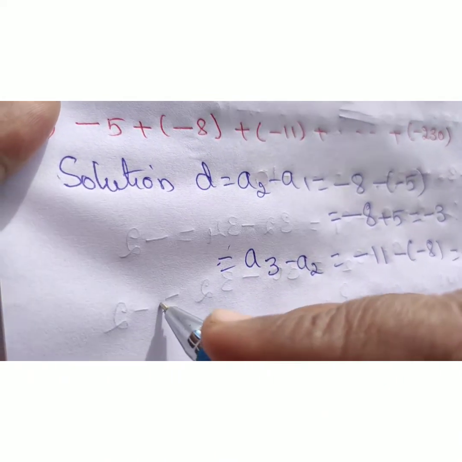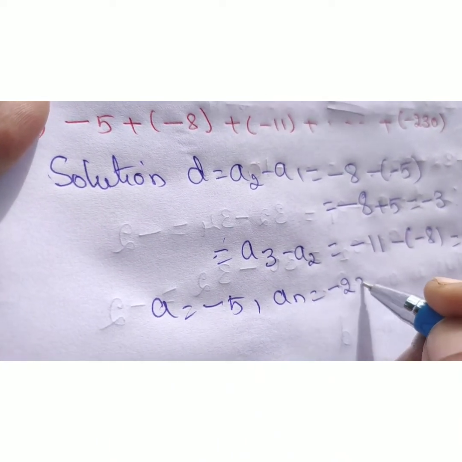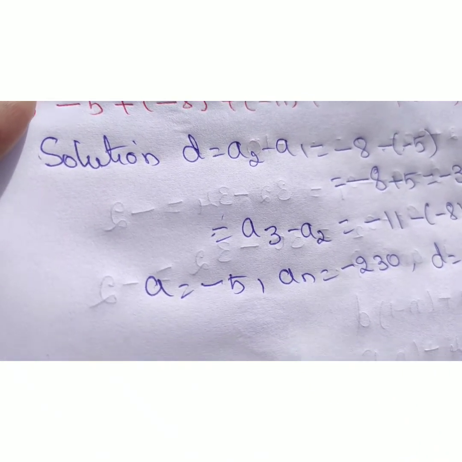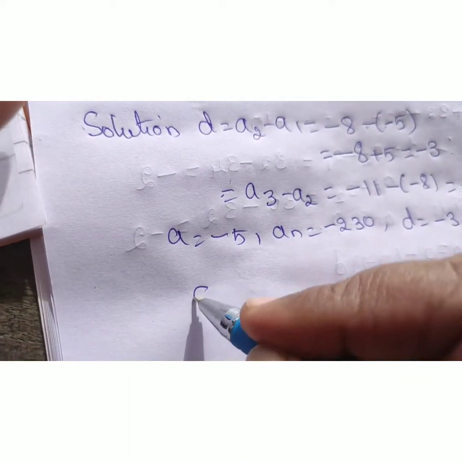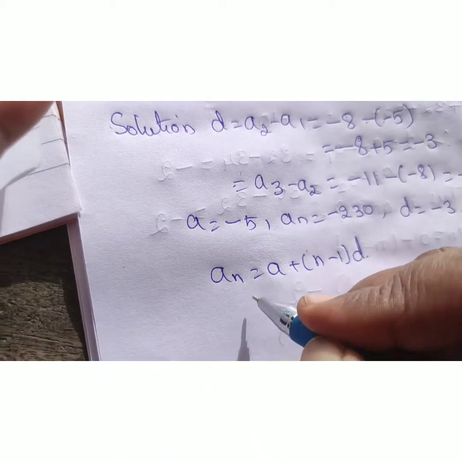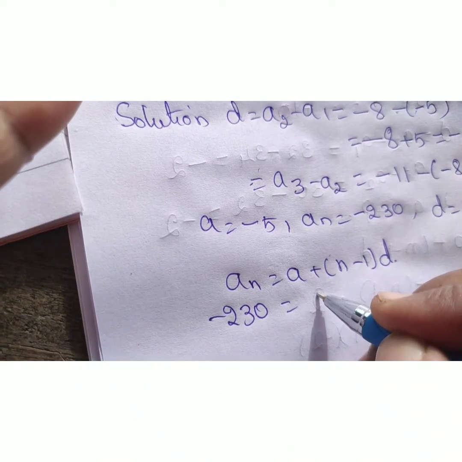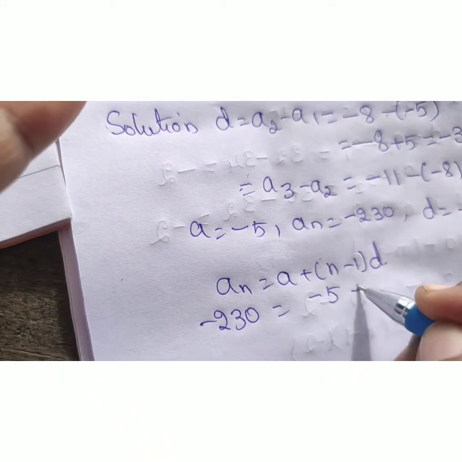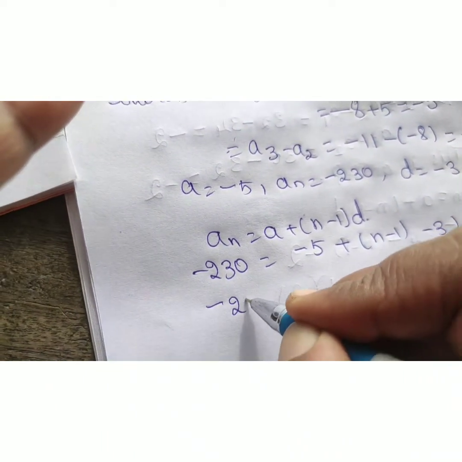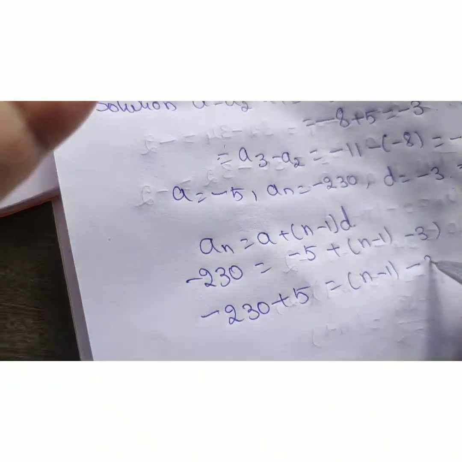So what we have now? We have a is equal to minus 5 and an is equal to minus 230 and d is equal to minus 3. So we can calculate n. So apply the formula an is equal to a plus n minus 1 into d. So you have here minus 230 is equal to minus 5 plus n minus 1 into minus 3. So minus 230 plus 5 is equal to n minus 1 into minus 3.